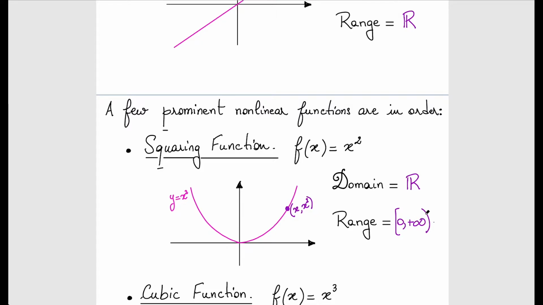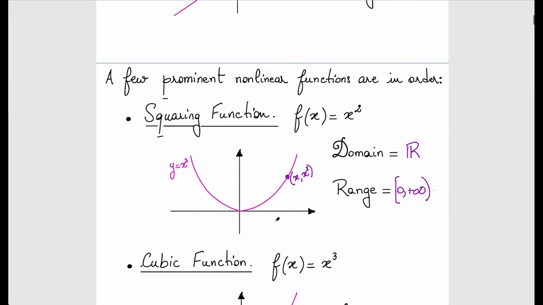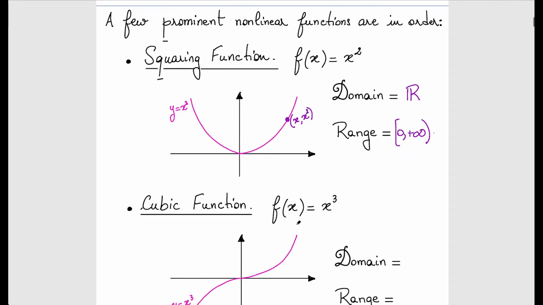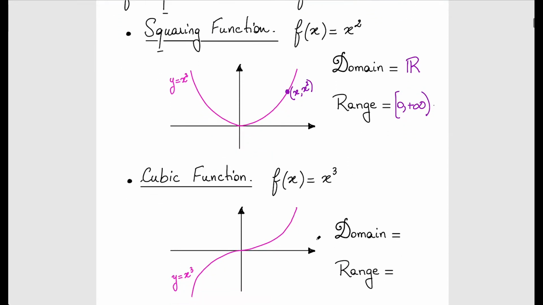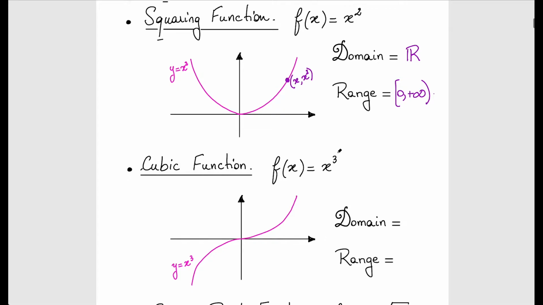All right. Another prominent nonlinear function is the cubic function that produces an output which is the cube of the input. Okay. So the output is the cube of the input. This function has such a graph. This graph is symmetric with respect to the origin. Any point here has its symmetry with respect to the origin.